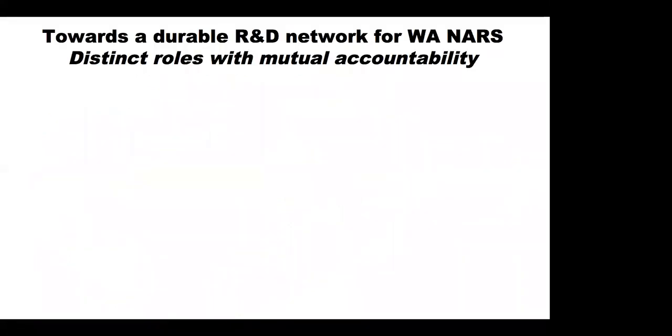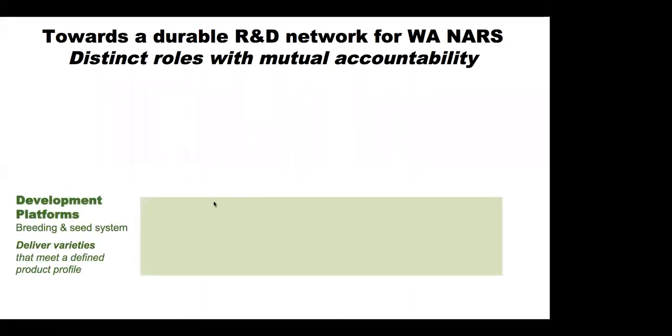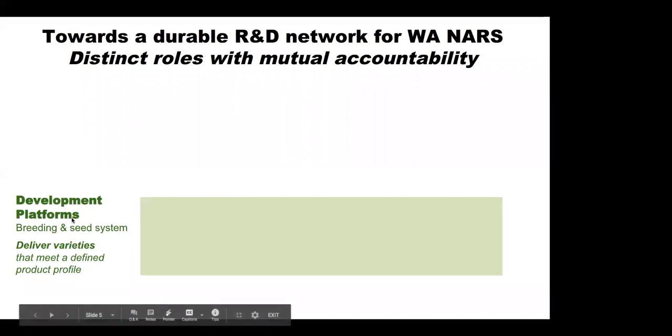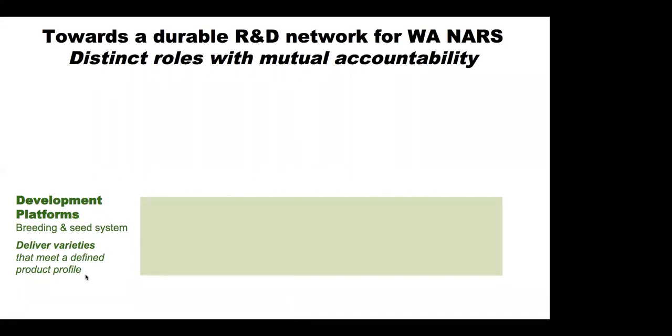Okay, where do we want to get to with this R&D network? It's a network with distinct roles and mutual accountability. So what does that mean? It means that on these development platforms that cover the breeding and seed systems, we free the breeders to really focus on delivering varieties that meet a defined product profile, getting those definitions as rigorous as possible, and then delivering.